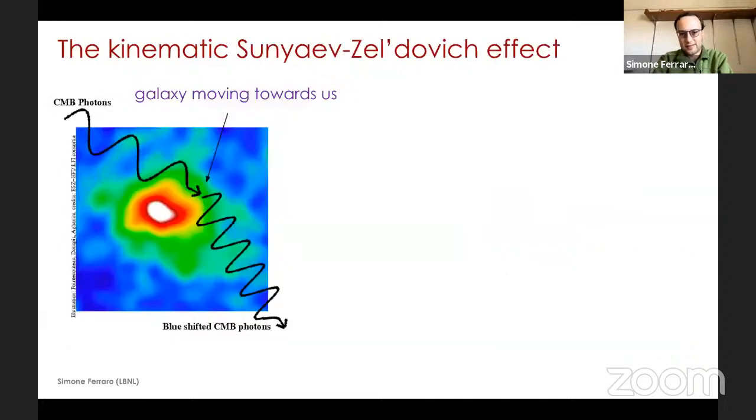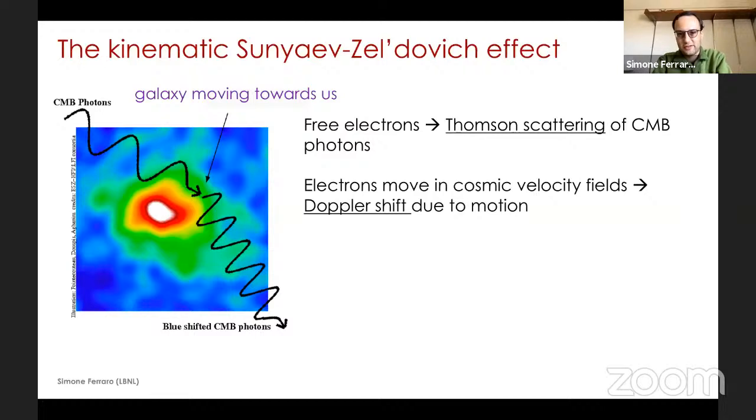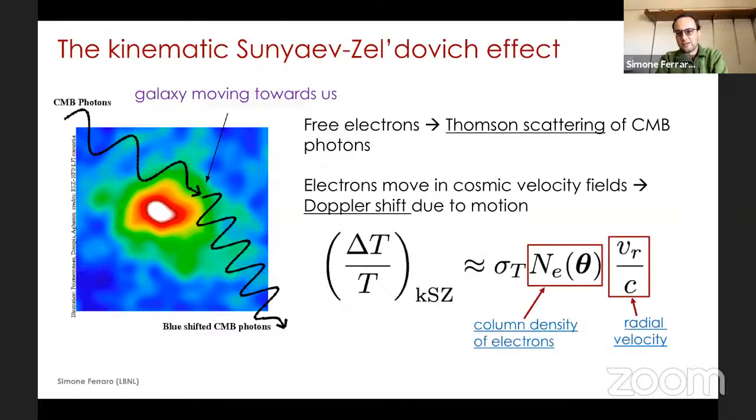As we've heard before, the kinematic Sunyaev-Zeldovich effect, kSZ, is created whenever you have electrons that are moving in the cosmic velocity flows. We know electrons Thomson scatter CMB photons, and whenever they Thomson scatter, these electrons pick up a Doppler shift due to their peculiar motion. So very simply, the kSZ effect is proportional to the column density of electrons times the Thomson cross section, which is essentially the probability of scattering.